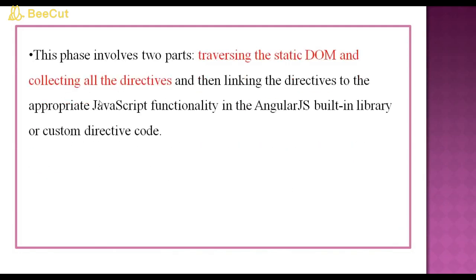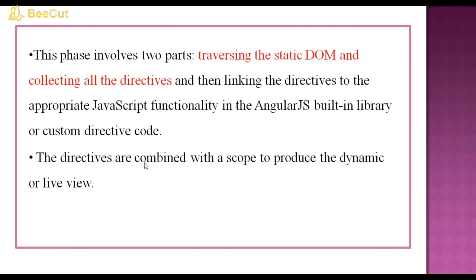The phase involves two parts. First is traversing the static document object model and second is collecting all the directives and then linking the directives to the appropriate JavaScript functionality in the AngularJS built-in library or custom directive code. The directives are combined with a scope to produce the dynamic or live view.